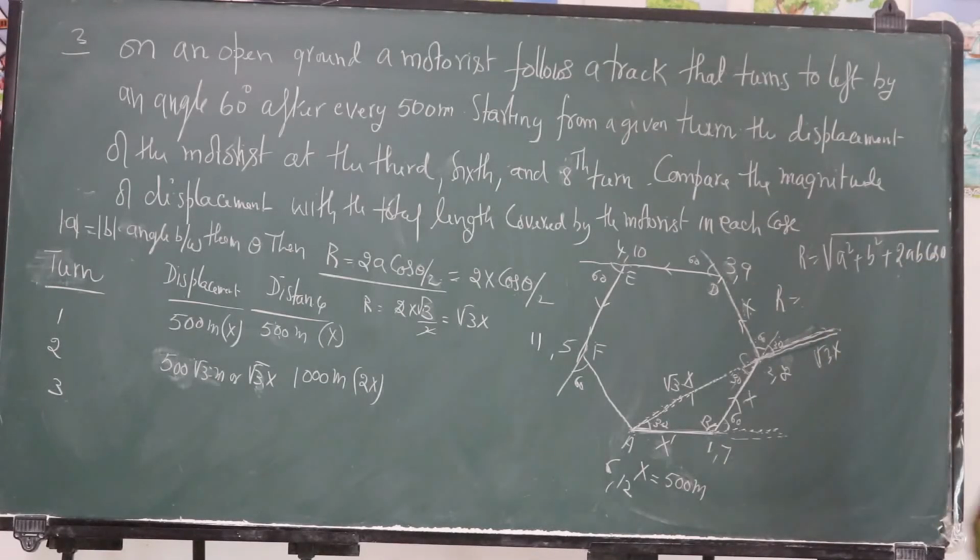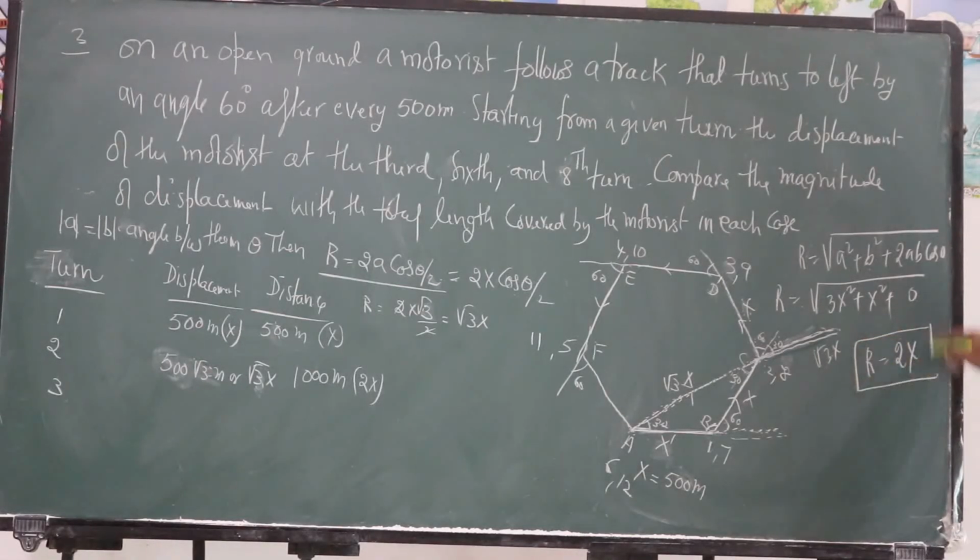I want to add root 3x and x. The angle between them is 90. So what is the formula? Square root of a square, root 3x whole square, so it will become 3x square, plus b square, that is x square, plus 2ab cos 90. Cos 90 becomes 0. So the resultant is the square root of 3x square plus x square. It will become 4x square, that is 2x. So the displacement is 2x.